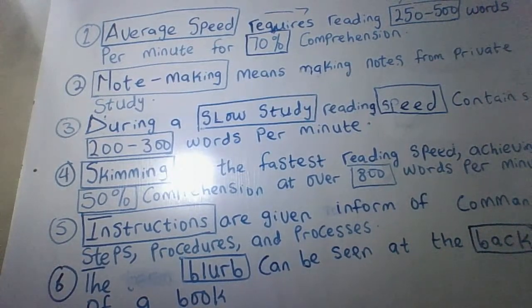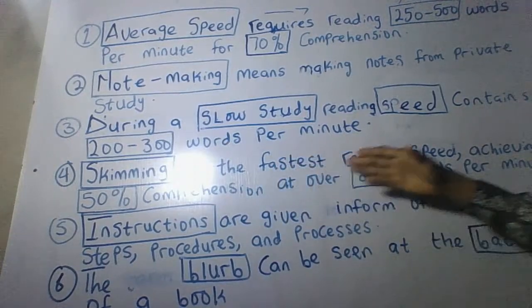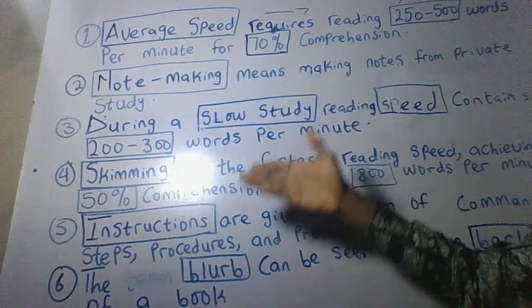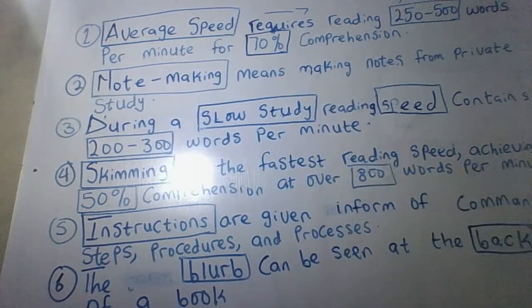Then question 4. Skimming is the fastest reading speed, when you are achieving 50% comprehension at over 800 words per minute. You see, I'm being honest. I'm not cursing, I'm not going over my jurisdiction, but I am telling you the fact.